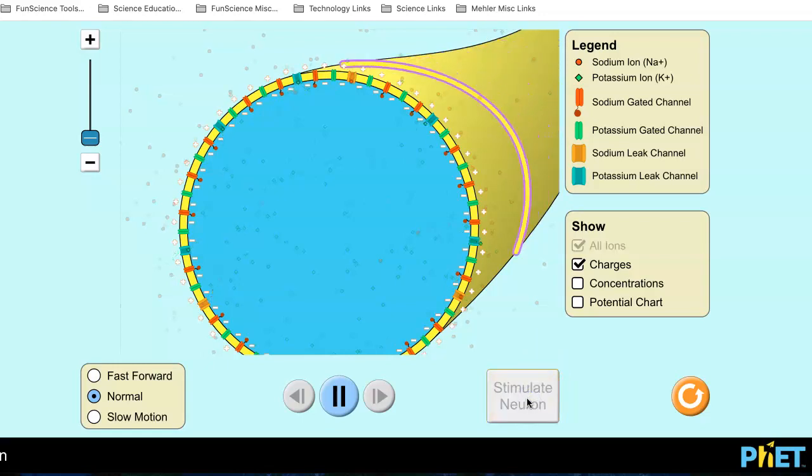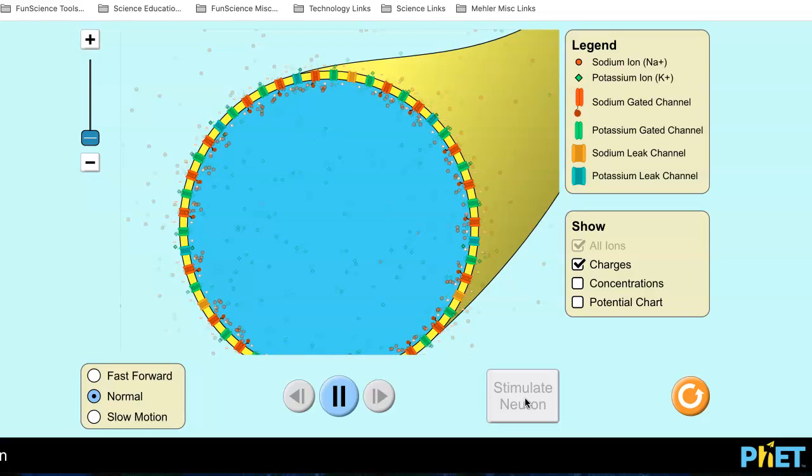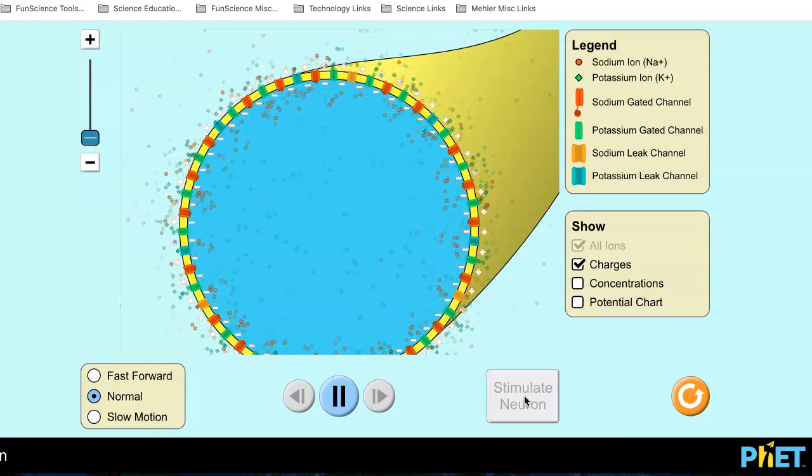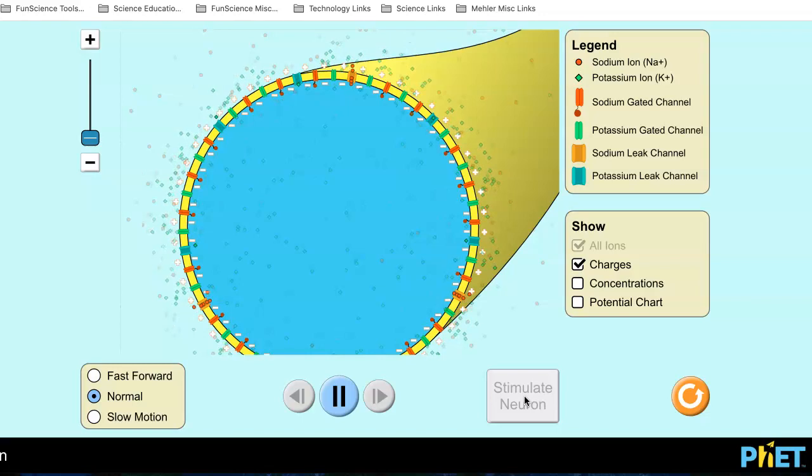So here comes our impulse. Boom, it hits it. It goes away, the ions move in and out, and then it returns very quickly to negative and positive. But for a split second, it's just the opposite. It's positive on the inside and negative on the outside.